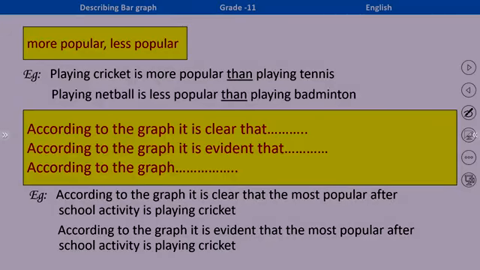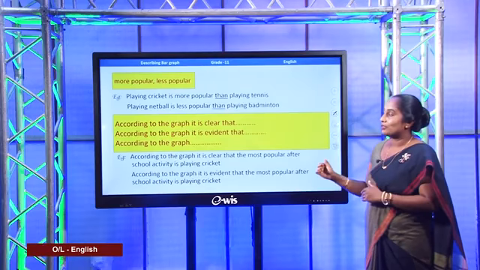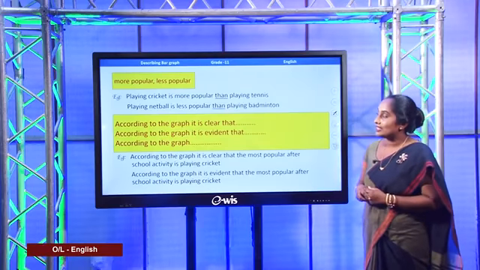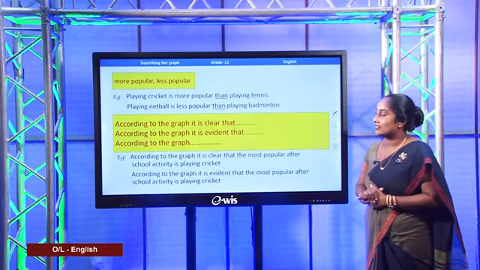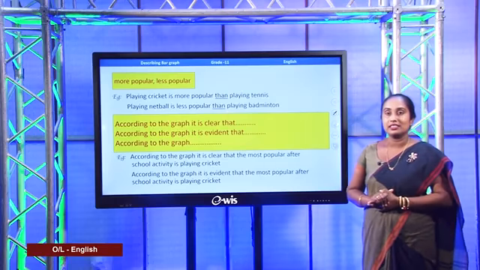Second one, according to the graph, it is evident that. Now these are same expressions, same meaning is given, right? Look at the example again. According to the graph, it is evident that the most popular after school activity is playing cricket. Like that you can write for the third one also. It means according to the graph, the most popular after school activity is playing cricket.